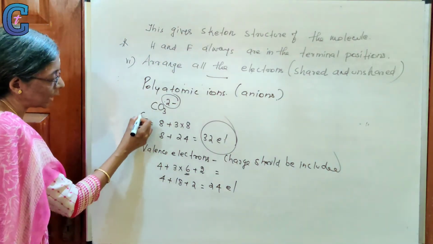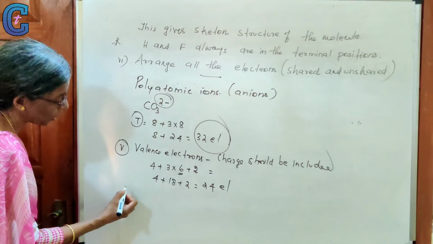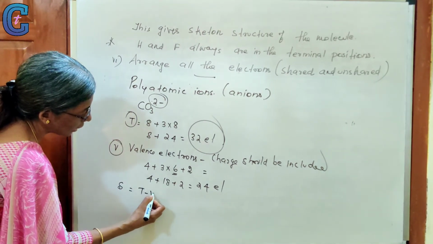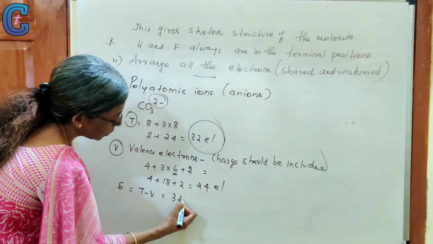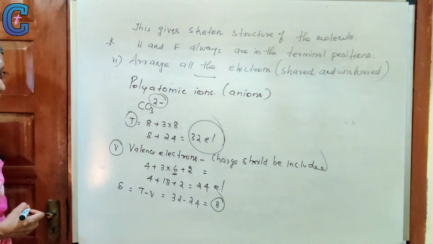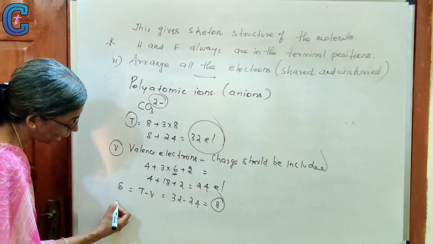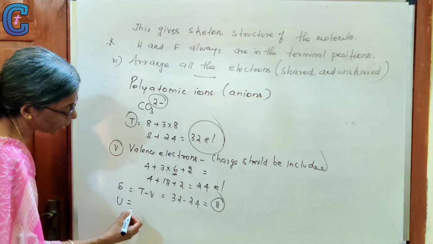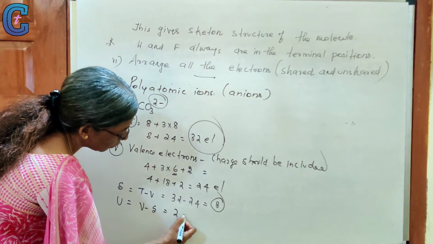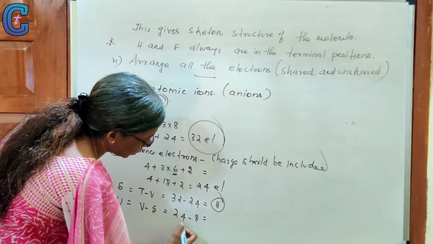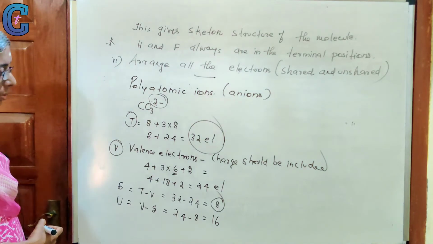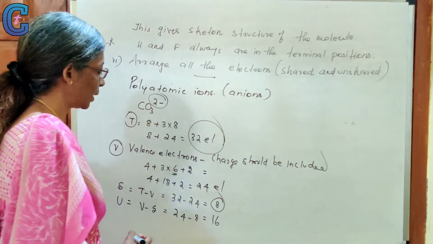The next, so T over V over. So next one, shared electron. Shared electron is equal to T minus V. So 32 minus 24 is equal to 8 electrons. Okay, now unshared electron. Unshared electron is equal to V minus S. So 24 minus 8 is equal to 16 electrons. Okay, now we will represent this one in dot.